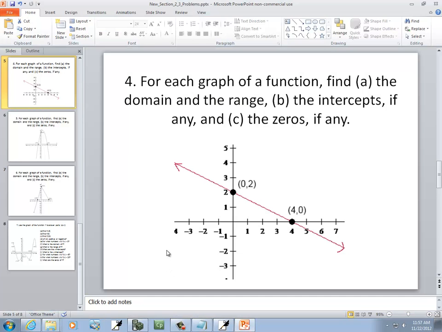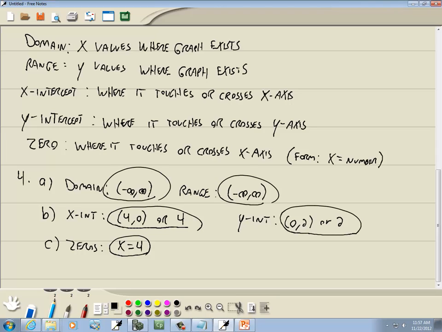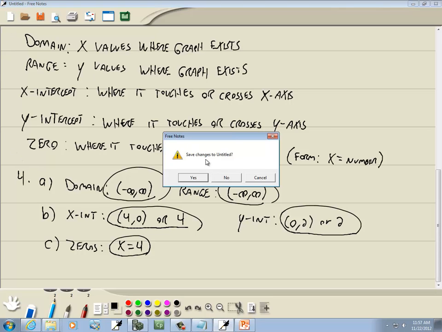Now C is the zeros. Well, a zero is just where it crosses or touches the x-axis, which is at 4, and you write your answer as x equals 4. So those would all be our answers for that problem. Let me start a new page here.